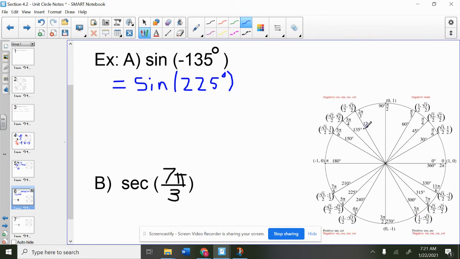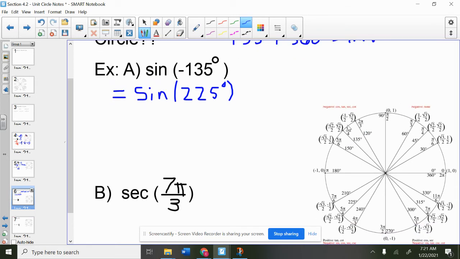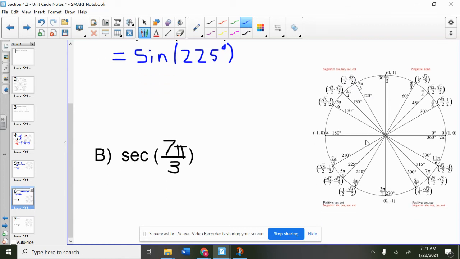So if it's not in the unit circle, you need to find something that is. So like we talked about with coterminal angles, that might mean adding 360 or subtracting 360. You might have to do it a couple of times. It might mean adding 2 pi or subtracting 2 pi if it's in radian measurement. So in this case, there's 225. I look at my coordinate points. The sine is talking about the y value here. So I want the y value of that. Well, if I look, here's the y value at 225. It's negative radical 2 over 2.